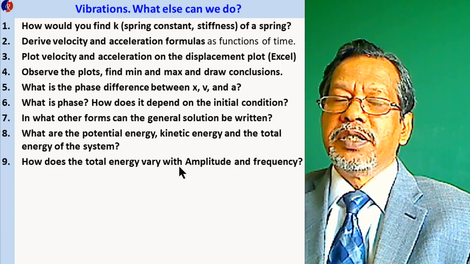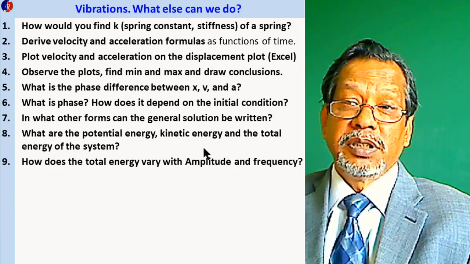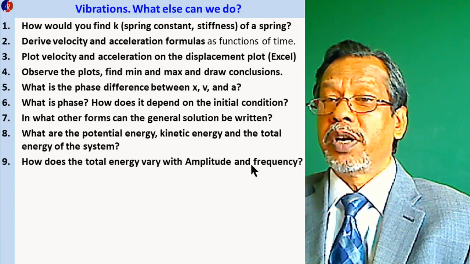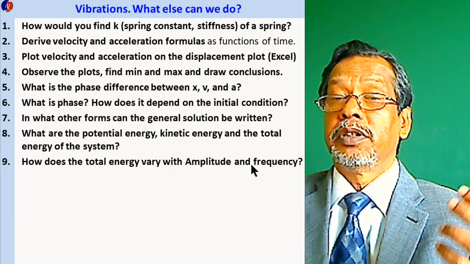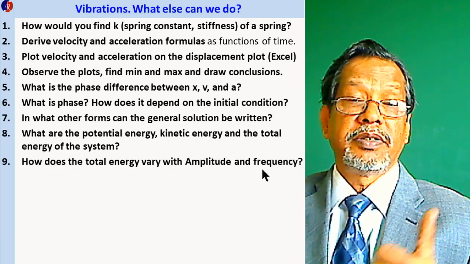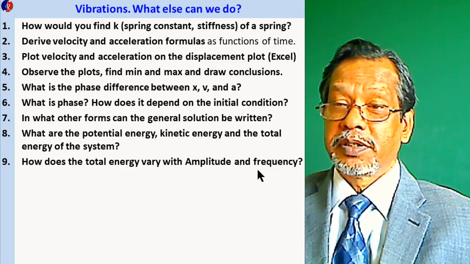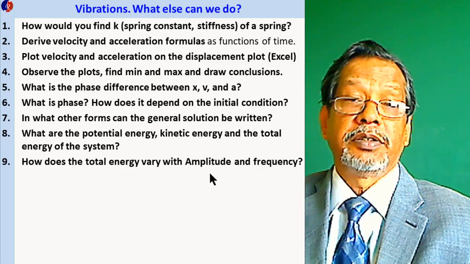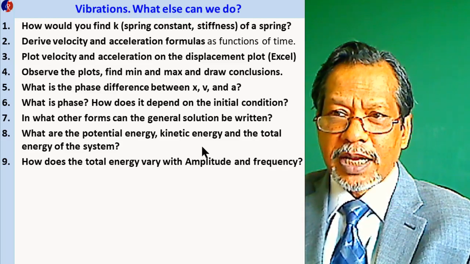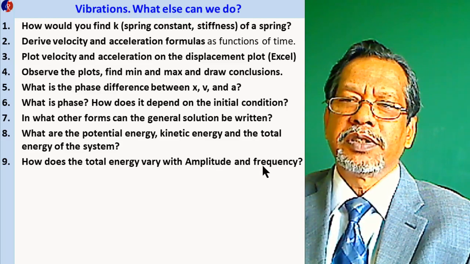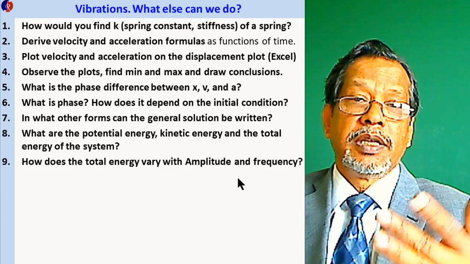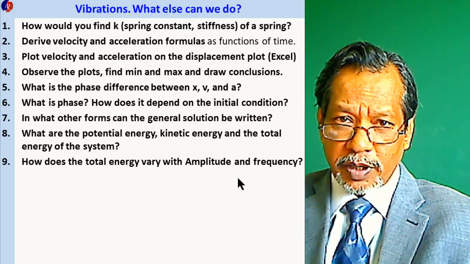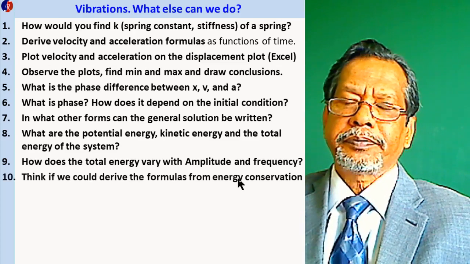How does the total energy vary with amplitude and frequency? This is really important. For any vibration, they should know the relation between the total energy of the system and the amplitude and frequency. The higher the frequency, the higher the energy; the higher the amplitude, the higher the energy. But how? It's not linear. They should figure that out. Let them calculate the energy and figure out how it depends on amplitude and frequency using simple algebra and formulas for energy.